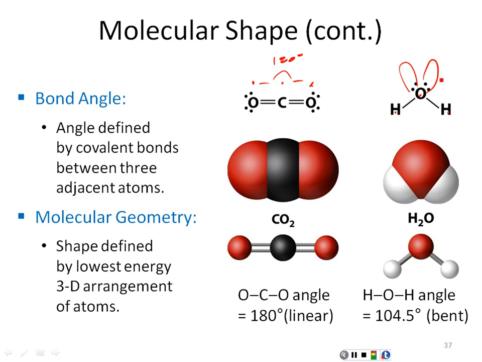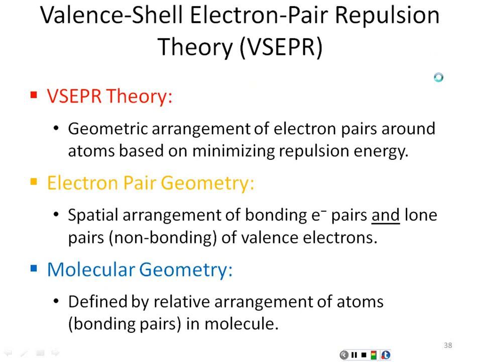So the molecular geometry is really defined by the lowest energy 3D arrangement of atoms. Both of these molecules have 3 atoms in them, but their molecular geometries are different. And why are they different? It's because of the electrons in the molecules. And we have a theory to explain this, the valence shell electron pair repulsion theory, but it's easier just to call it VSEPR.